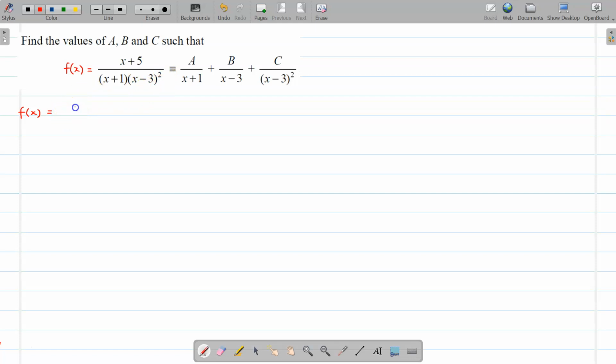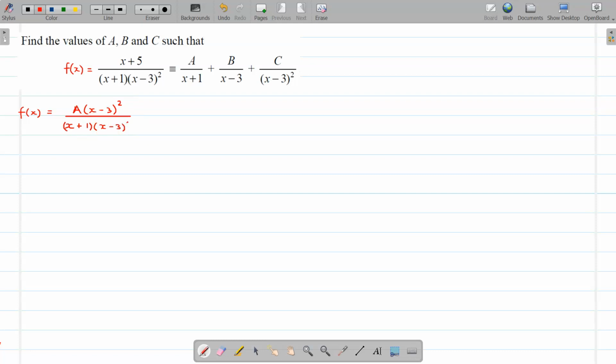So I'm going to write the a, but next to it I need to write an x minus 3 squared as well. And that means I can write the denominator of that as the same as this, basically. So it's going to be x plus 1 times x minus 3 all squared, so x plus 1 brackets x minus 3 squared, like that.